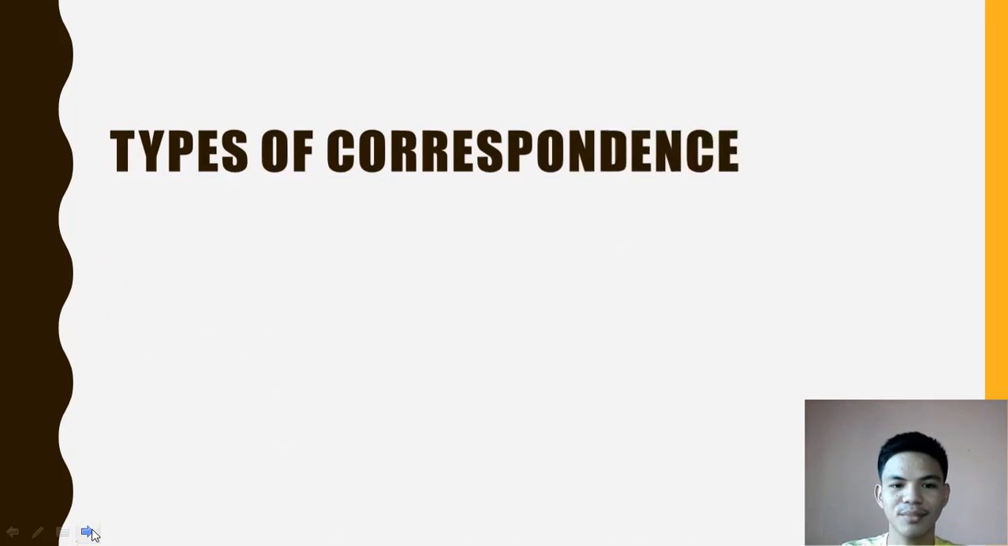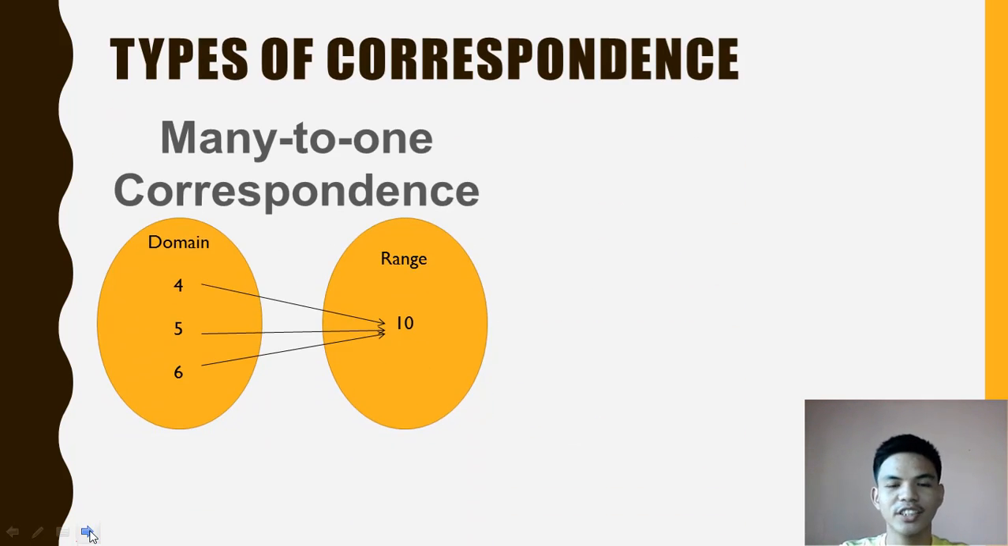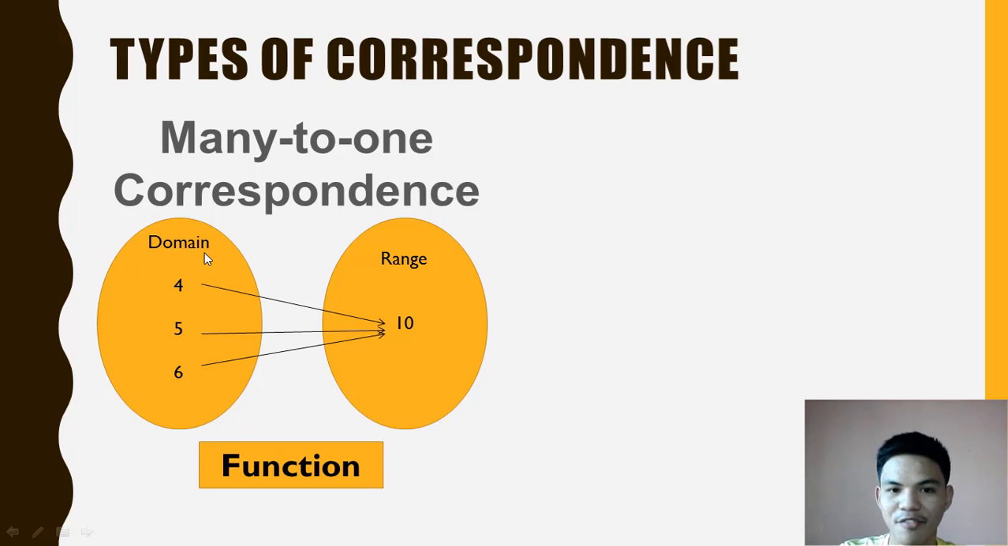And the third type of correspondence is many-to-one correspondence. So I have here the example. For the domain, it includes 4, 5, and 6. And for the range, it includes 10. Since there is no x element repeated, many-to-one correspondence is a function.